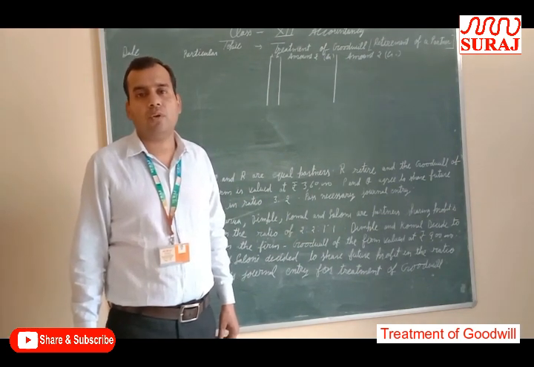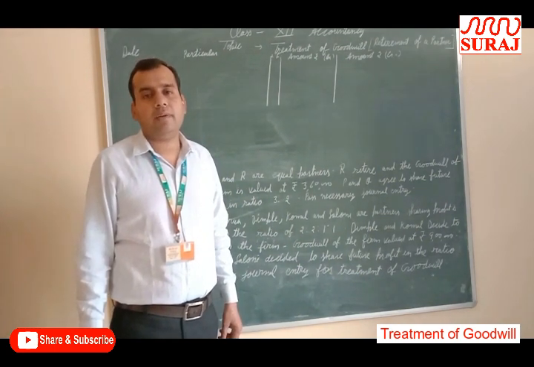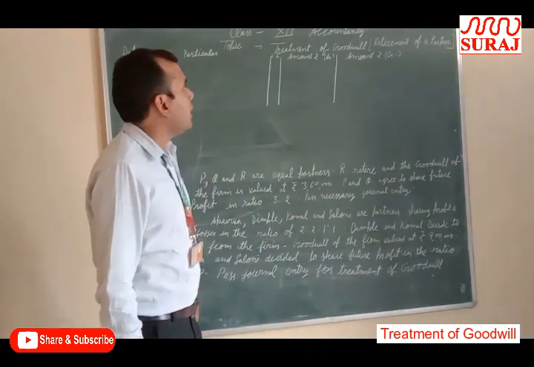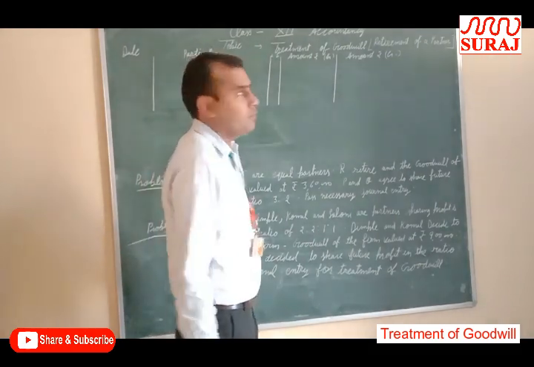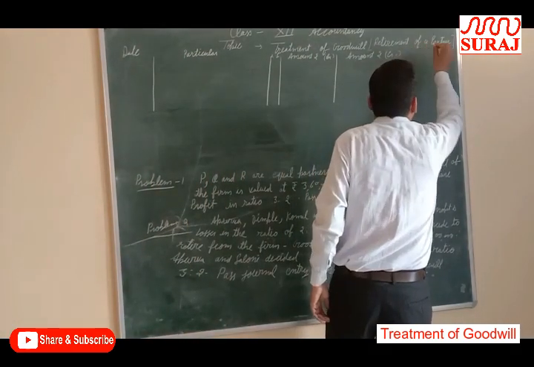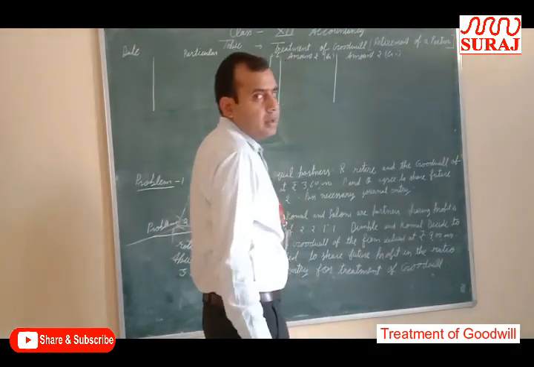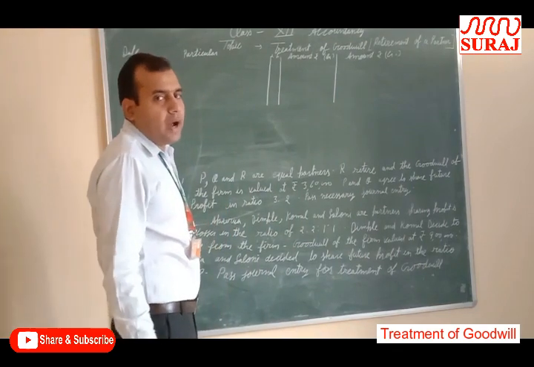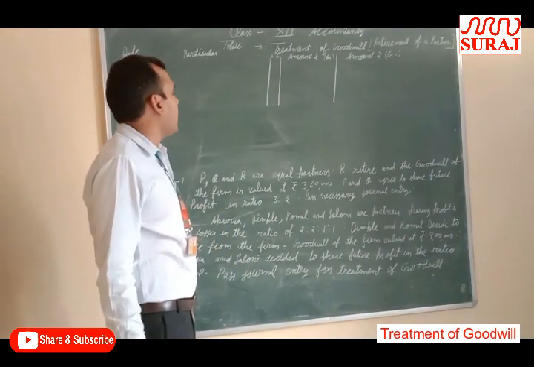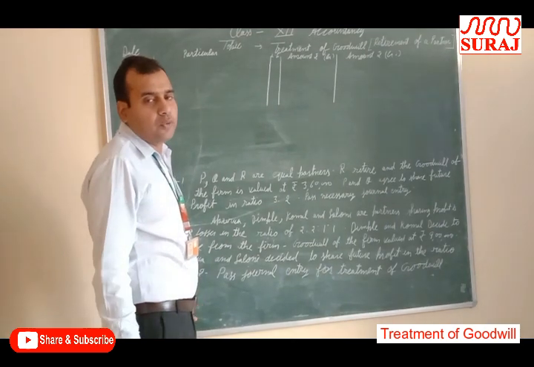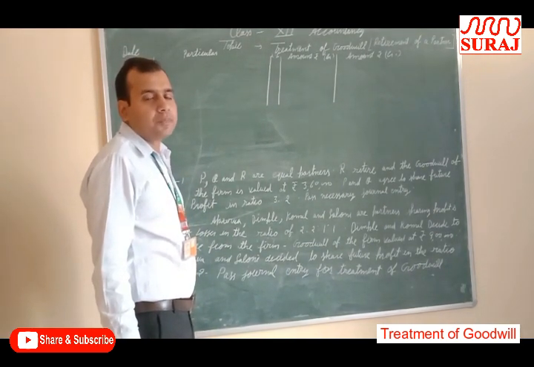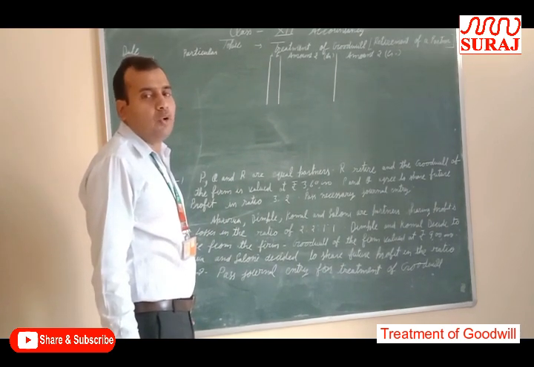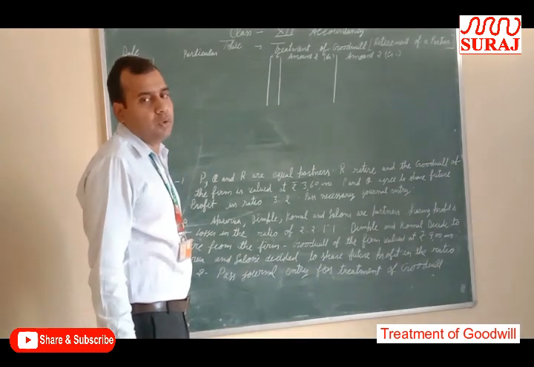On behalf of SURAJ School, today I teach you some accounting problems related to the treatment of goodwill on retirement or death of a partner. In the last video, I told you about the entry related to the treatment of valued goodwill. There are two types of treatment: by raising goodwill account, and without raising goodwill account. Today I will teach you only without raising goodwill account.